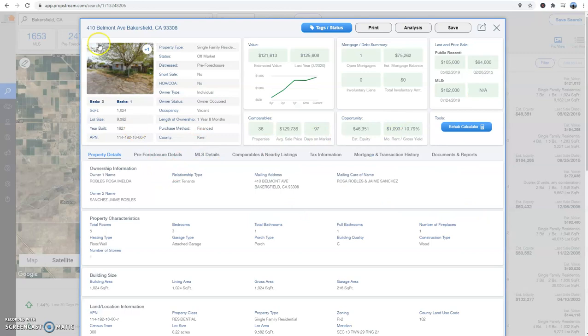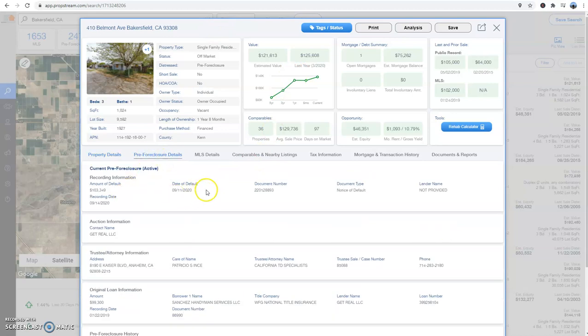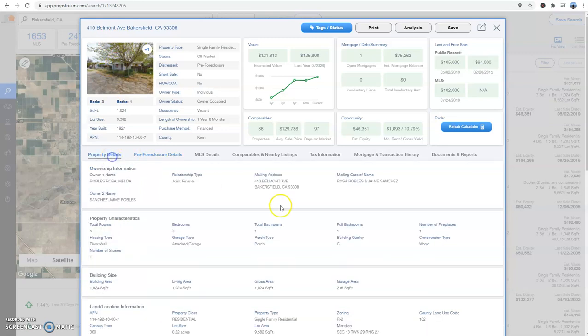And this actually, just looking here in Bakersfield, this property sold 2 years ago, but now it is in default as of just a couple months ago. About 5 months ago, it went into default for $103,000. Get Real LLC. So this is a real estate investor that purchased a property, and about a year and a half later, went into default. Now supposedly it is vacant.